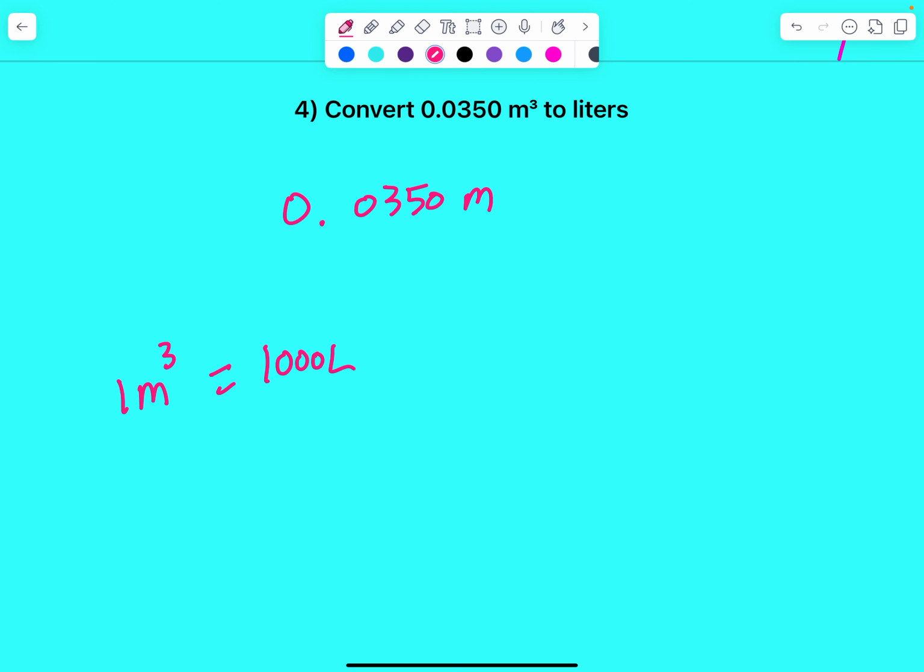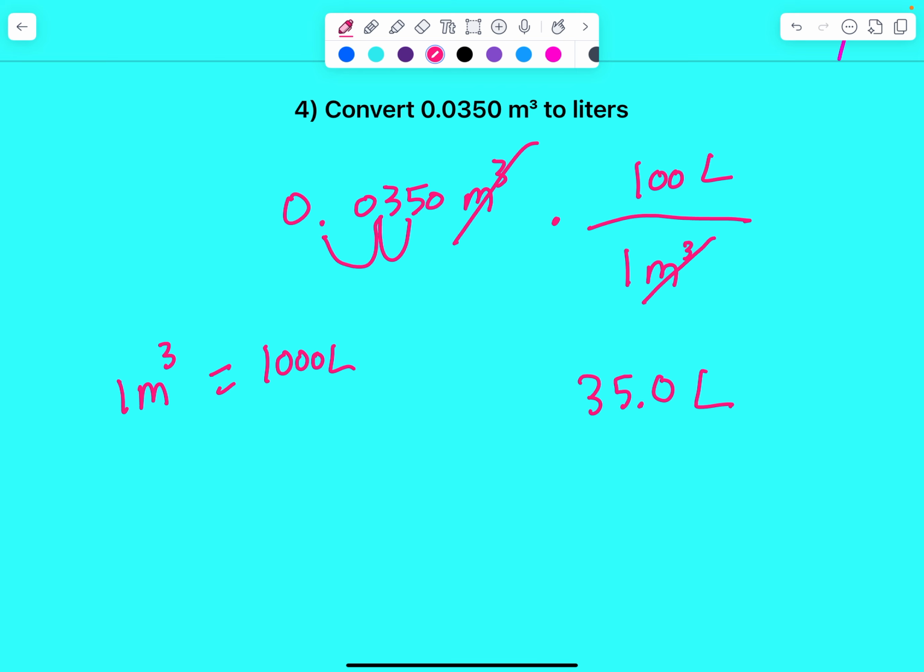So they told me I have 0.0350 meters cubed. I know for every 1 meter cubed, I have 1,000 liters. These cancel out, and then I end up with 35.0 liters. Now, if you weren't allowed to use a calculator on this, just move the decimal point. If it was 100, you would just do it twice, but it's 1,000, so you move it three times. So you get 35.0 liters.